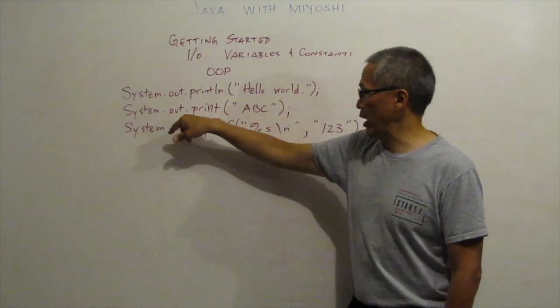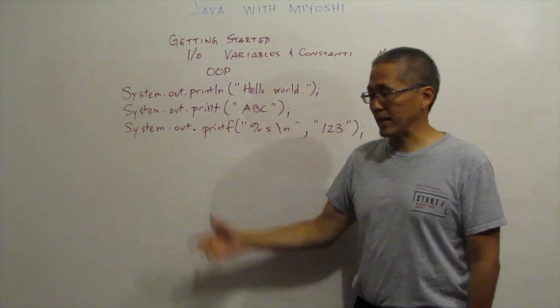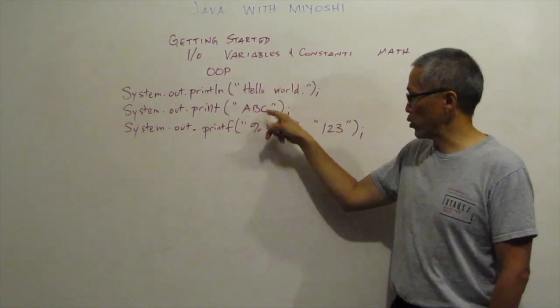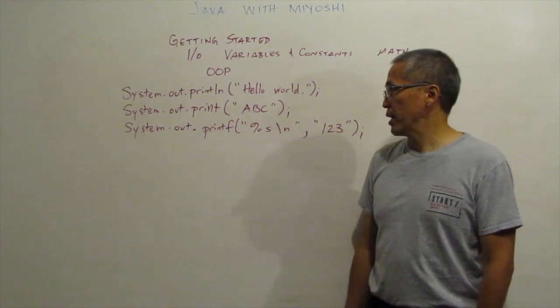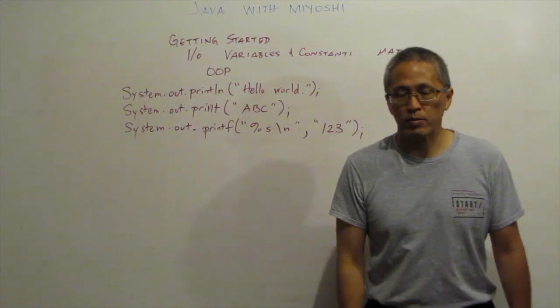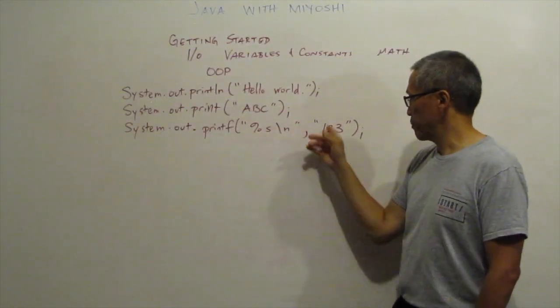This one here with the out.print, notice it's not println, it's just print. That does not have a new line at the end, so anything that gets printed after that would go directly after the ABC. And then this one is one I like simply because it gives me some control over how I see the output here in the printf.